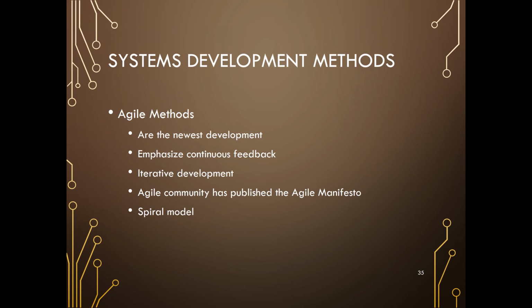The next one is agile methods. Agile method is a kind of system development method as well. This is the newest development method. It emphasizes continuous feedback, and agile methods use iterative development, so you start from a small one and then do it repeatedly until you get the final output. The Agile community has published the Agile manifesto that we can search for on the internet as well, and it's a spiral model.